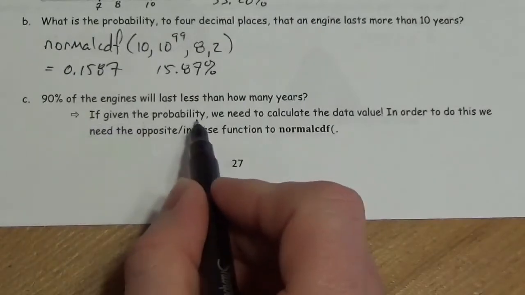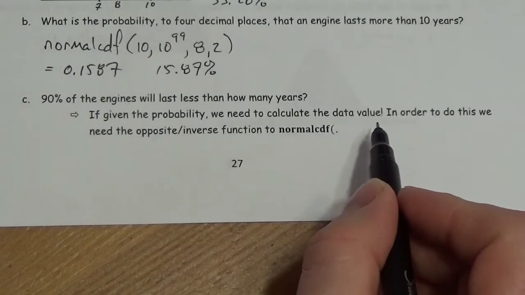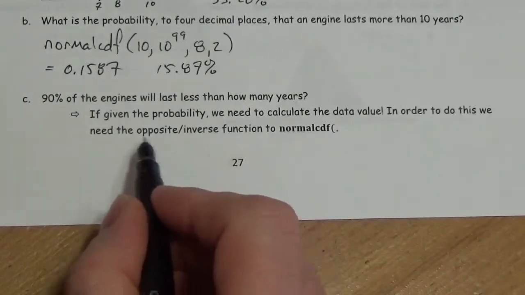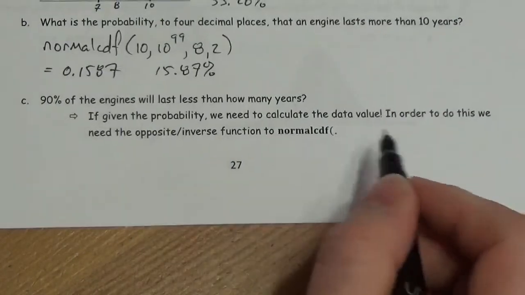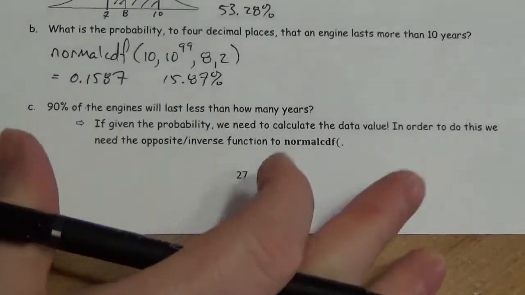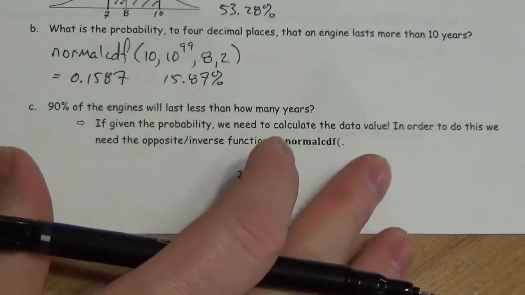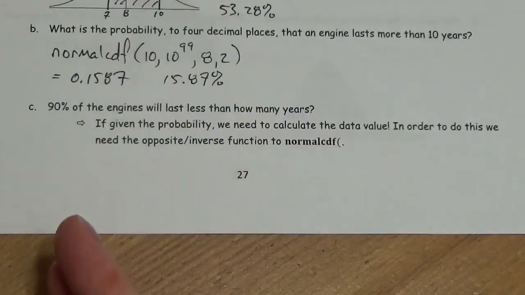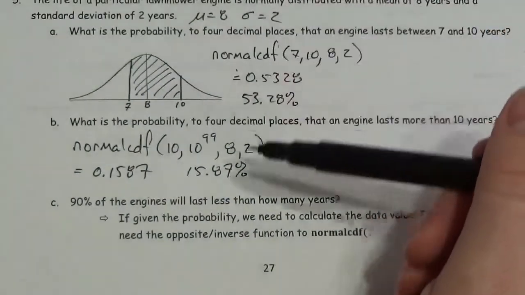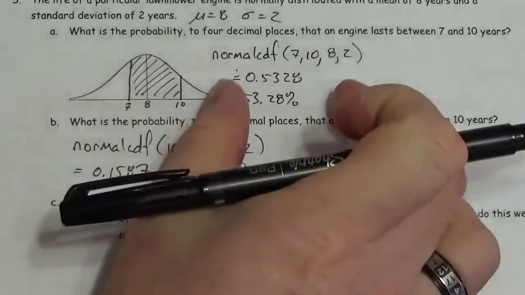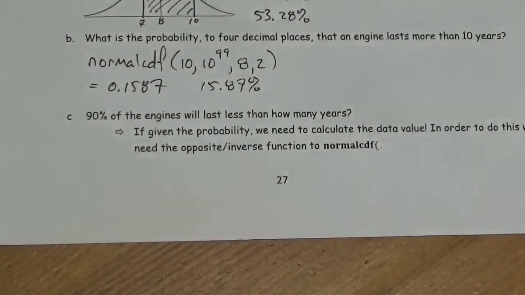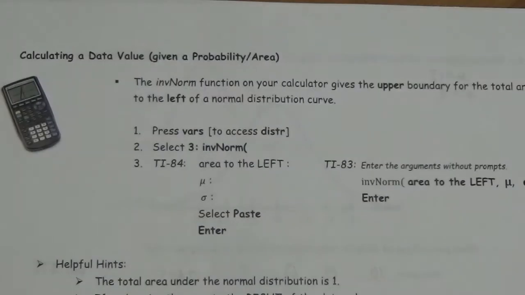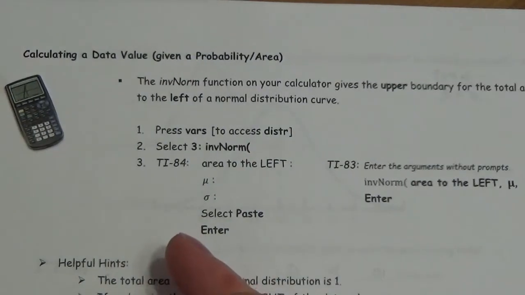So if given the probability, we need to calculate the data value. And in order to do that, we need the opposite or the inverse function of normal CDF. And that's what we're going to look at next. What tool do we have at our disposal to go backwards? Normal CDF takes data and produces probabilities. Well, what happens if I have a probability? Okay, so what do we do when we're given a probability and want to create a data value?